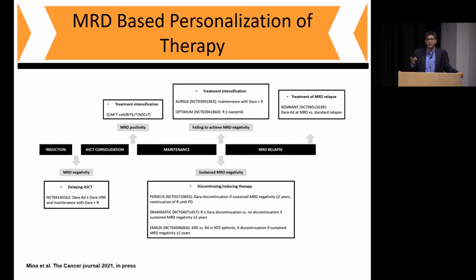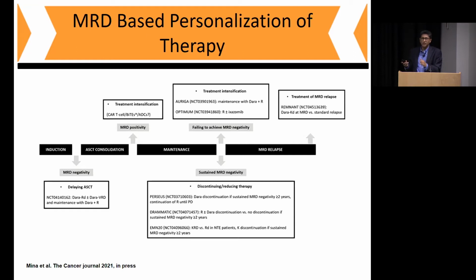So if you are MRD positive and another person is MRD negative, after say 4 months of treatment, the person who's MRD positive is going to not do as well as the MRD negative person. But what we don't know is if we change the therapy of that MRD positive person to make him MRD negative, will that patient then catch up and still have the good outcomes?